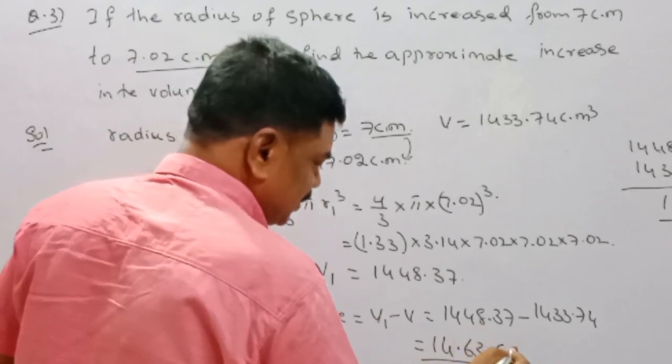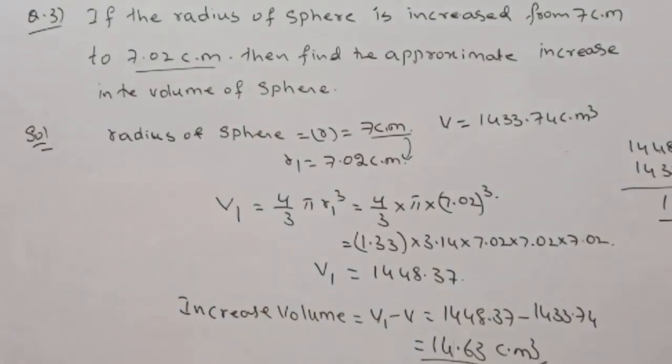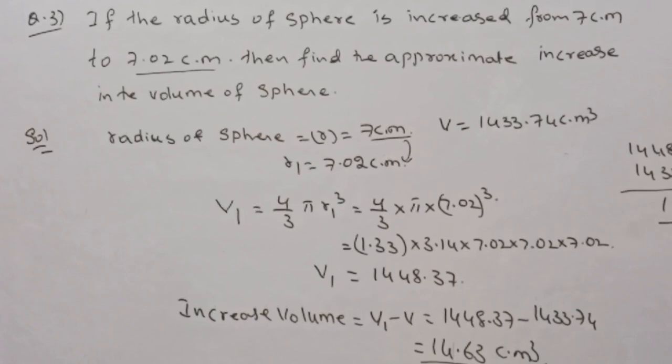14.63 cubic centimeter is the increased volume of the sphere when the radius changes from 7 centimeter to 7.02 centimeter. Okay, all of you, that's all.